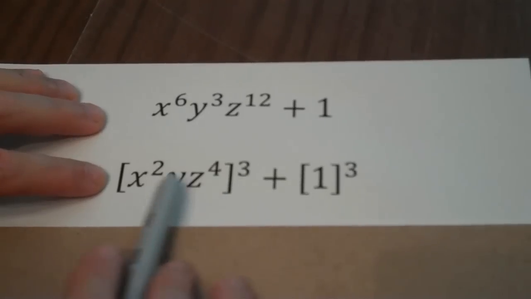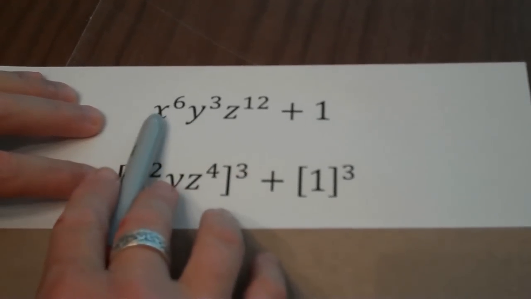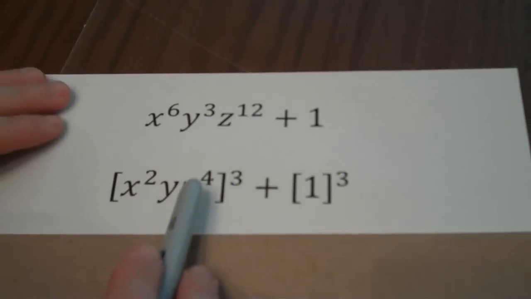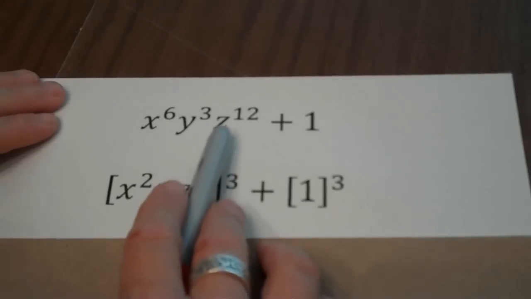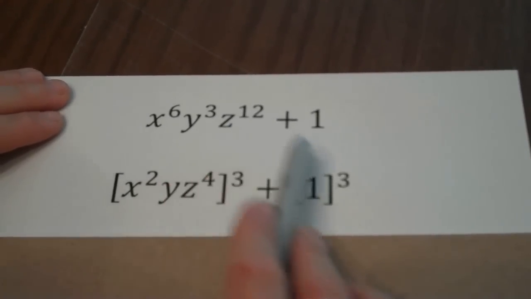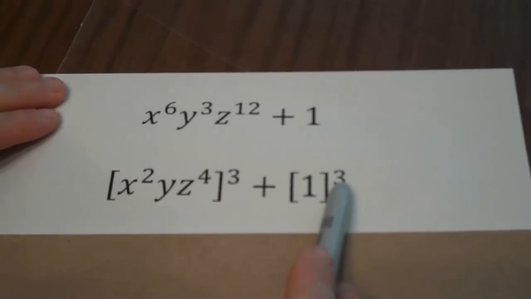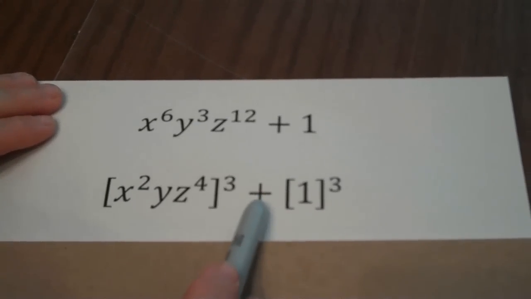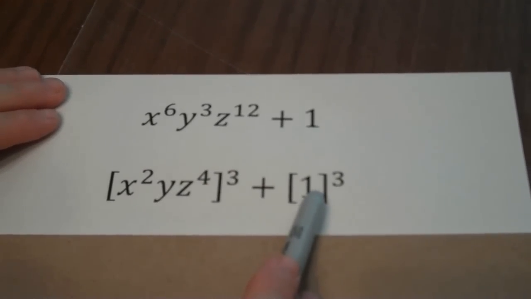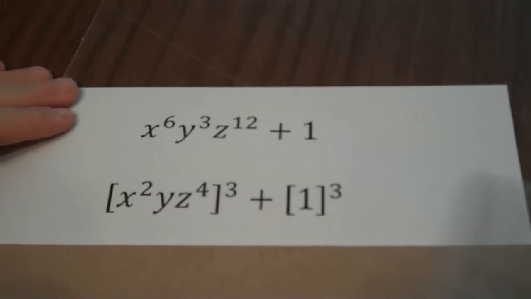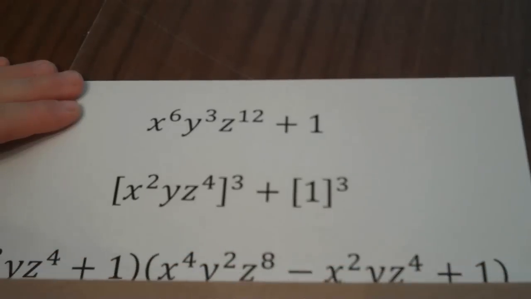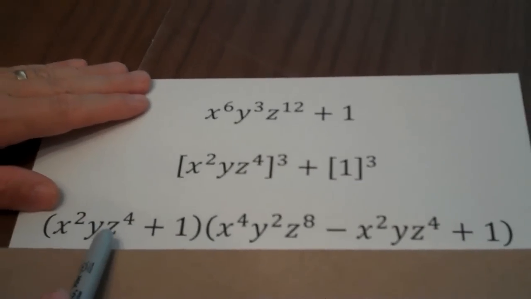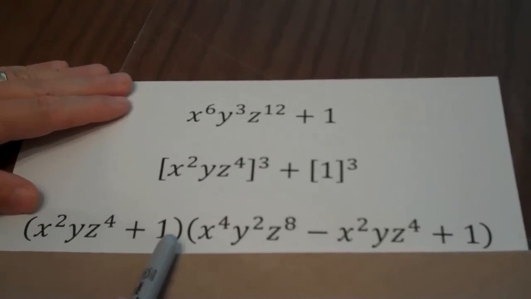Working in reverse, please note that x squared cubed is indeed x to the 6th. y cubed is of course just y cubed. And z to the 4th to the 3rd is indeed z to the 12th. 1 to any power is 1. So once again, I do indeed have the sum of two perfect cubes. To factor, once again, I merely take off the cubes and I have my first parenthesis. So I have x squared y z to the 4th plus 1.